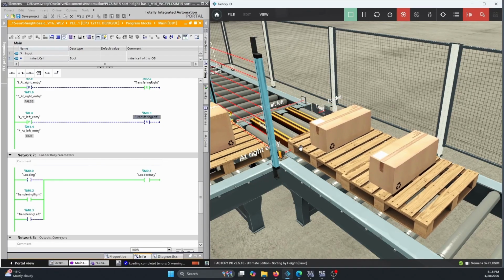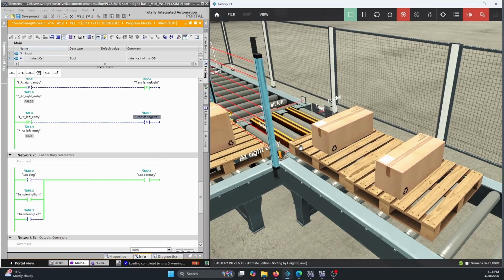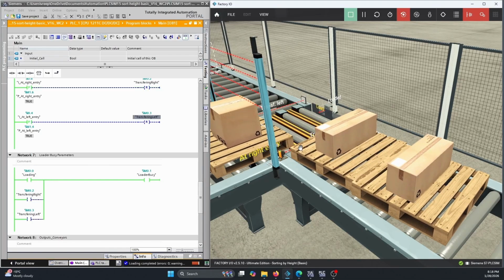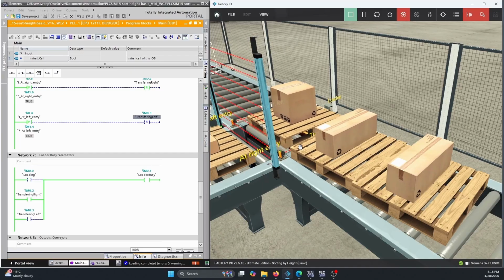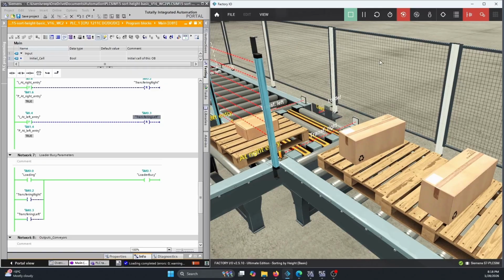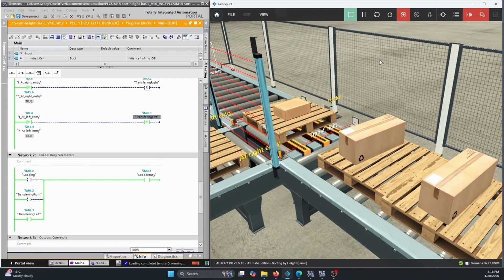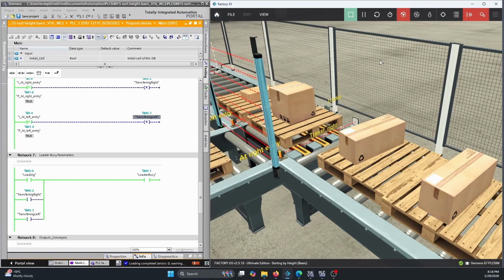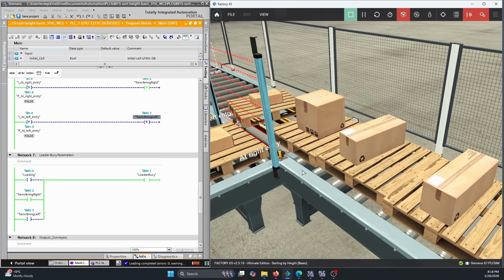But as soon as this goes from a 0 back to a 1, right there, then the next one comes in. Okay, looks good. There's that low box. Let's get this out of the way. Low box is coming in. And it should transfer over to the other side. Okay, looks good. Everything's cool. Let's get these conveyors running now, guys.